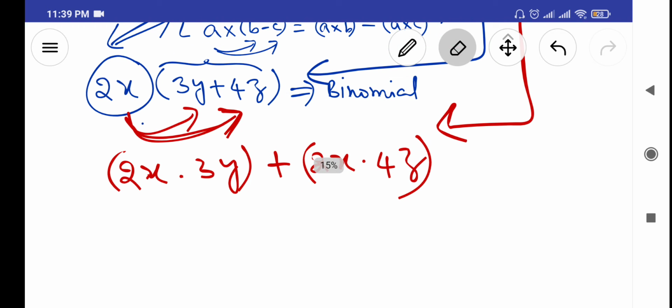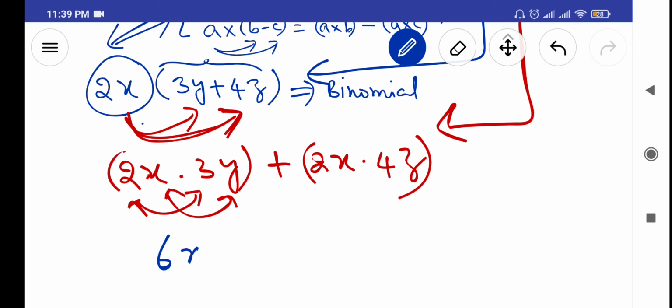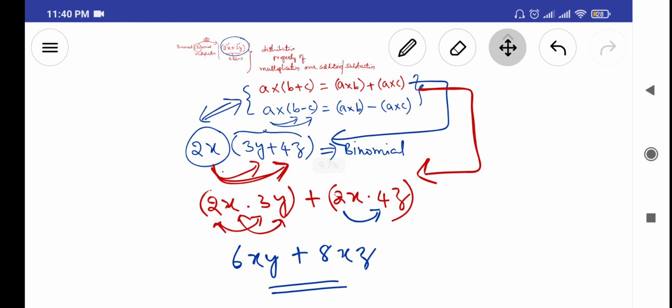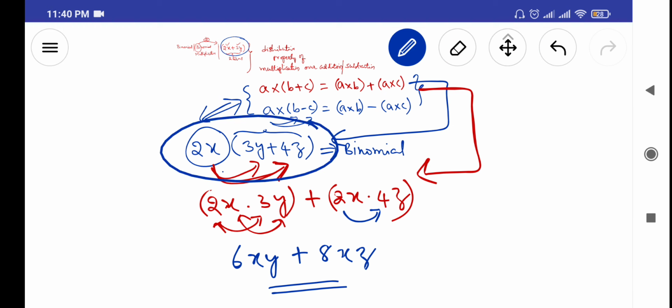Now finally, numbers will be multiplied together and variables will be multiplied together. So you will get the answer as 2 into 3 is 6, x into y is xy. We write them together, because after multiplying we write 6xy together, meaning there is no need to write a dot between them. 6xy plus 2 into 4 is 8, x into z is xz. So 6xy plus 8xz is the final answer after multiplying the monomial 2x with 3y plus 4z.